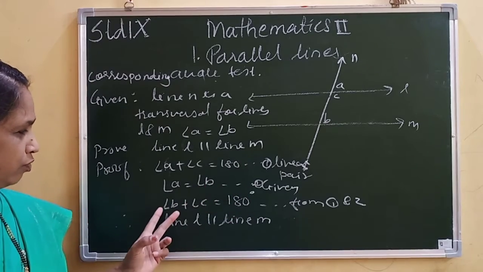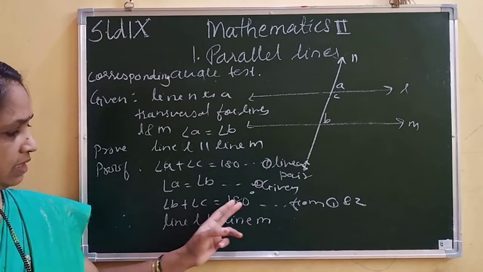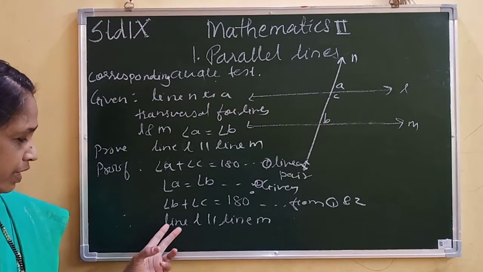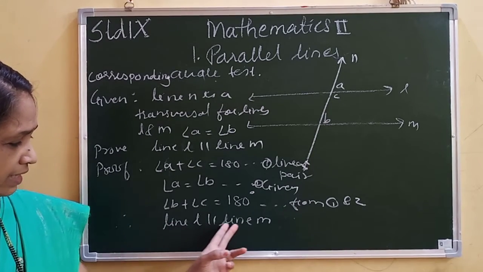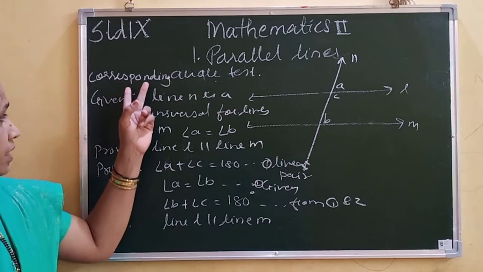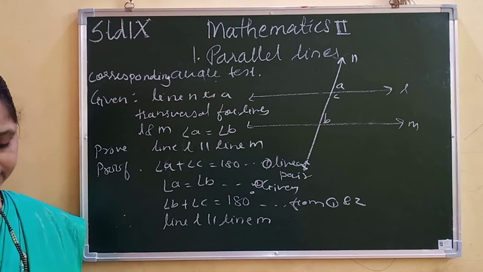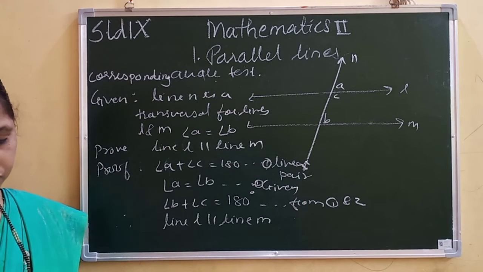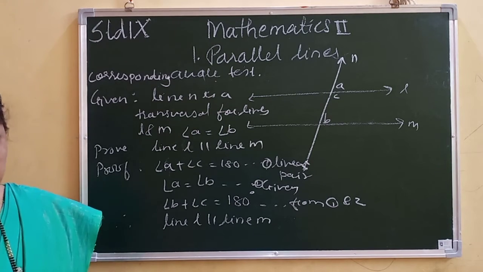So from 1 and 2 what you can say? B and C is equal to 180 degree. Means from 1 and 2, therefore you can say that L and M is parallel. Okay, same alternate angles, corresponding angle test is same. Now next we have to see corollary 1.